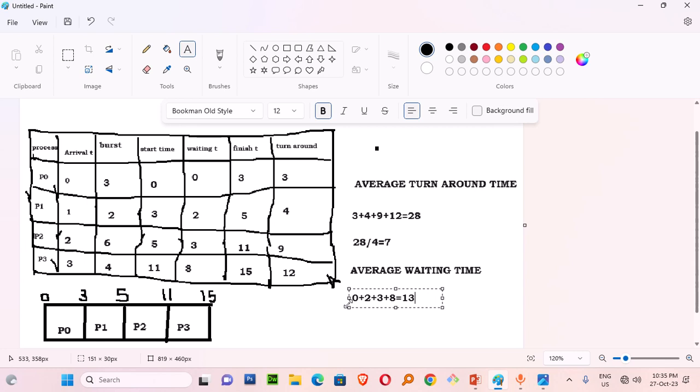So 13 divided by the 4 processes, this will be 13 divided by 4, which is equal to 3.25 as the answer. So in simple terms, this is how you calculate the average time here for each process.